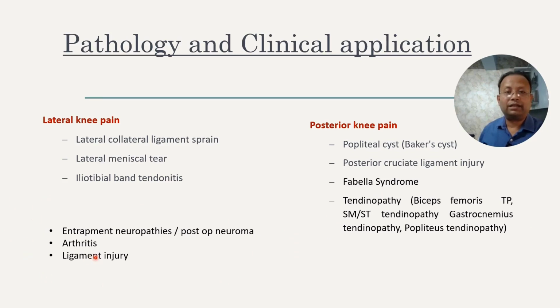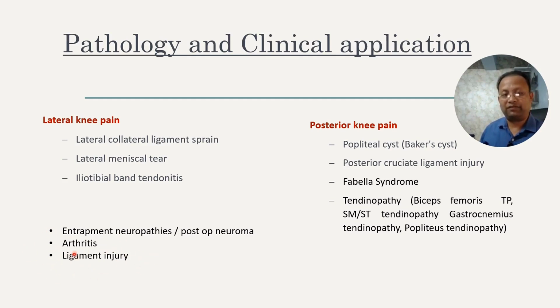Some causes I have written here can cause pain not only on the posterior side or lateral side, but any side actually. Arthritis can cause global knee pain, or ligament injury. Ligaments of any side can get affected, and it can cause pain. Mostly the very small ligaments, which I have not shown. I cannot show the small ligaments of the posterior corner of the knee or the medial corner of the knee, very small ligaments which are seen by MRI. They also can get injured, and they can cause chronic pain.